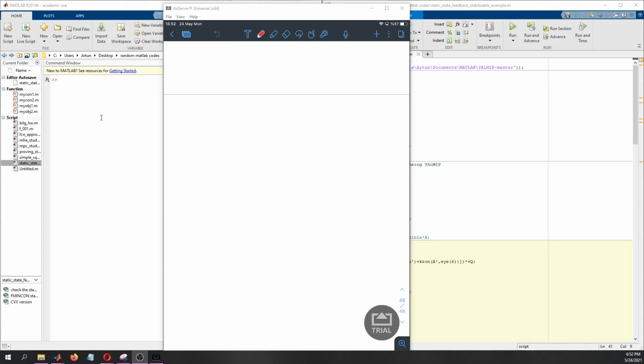Hi everybody, today I want to talk about the Lyapunov equation or LTI stability issues. First, for a given x dot equals Ax type of system, what we want to know first is: is this dynamical system stable?